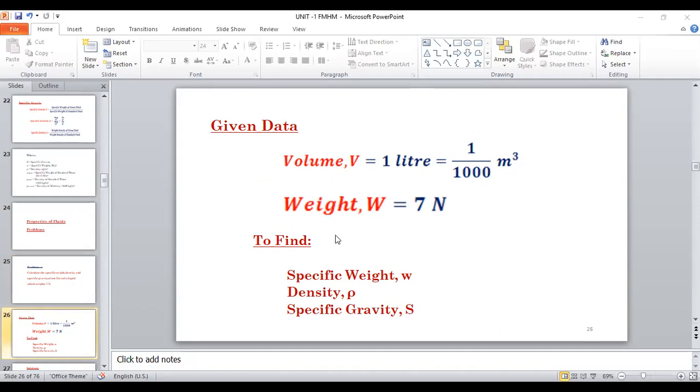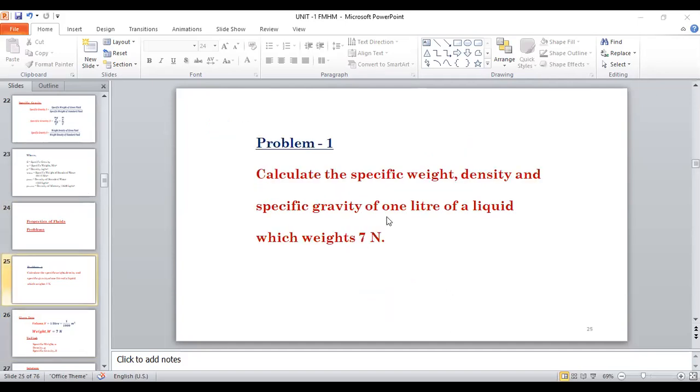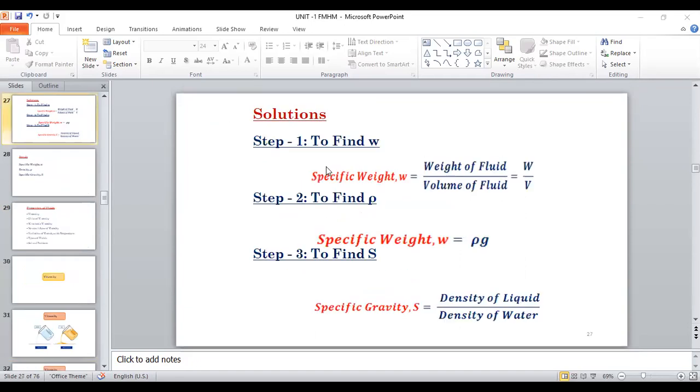Please write this down. The weight is also given in newtons, so we already know the weight of the fluid. What he asked us to find are the specific weight, density, and specific gravity of that 1 liter of liquid. Here he didn't say which type of liquid it is, so we are going to find its specific gravity. First we will find the specific weight of the fluid. In the previous slides I have shown the formulas for that.